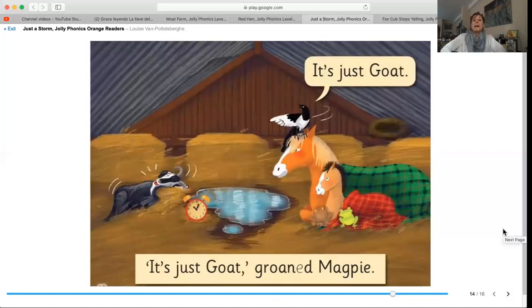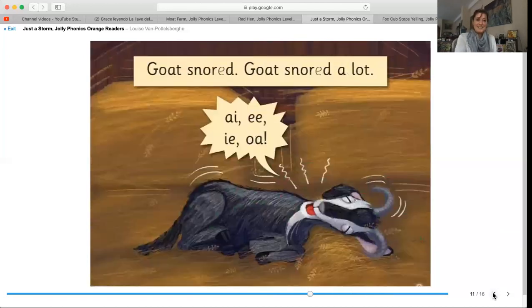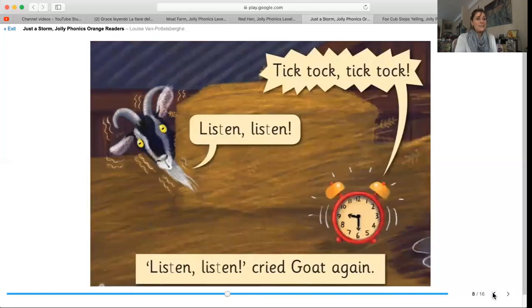What does magpie say? Can you read that? It's just goat, groaned magpie. It's just goat. Oh yes, it was only goat. You're right. So, did you like the story? Yes. So let's go back to the beginning.